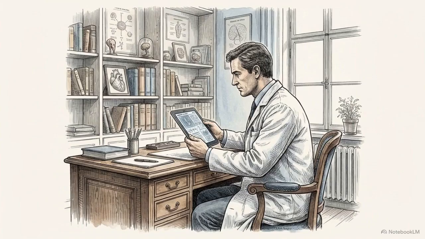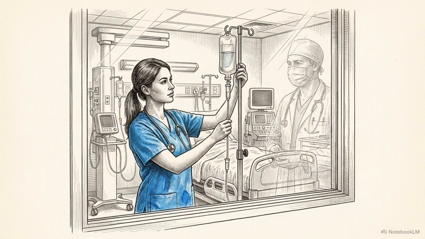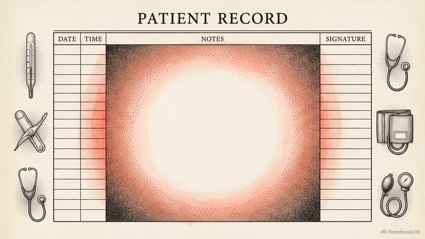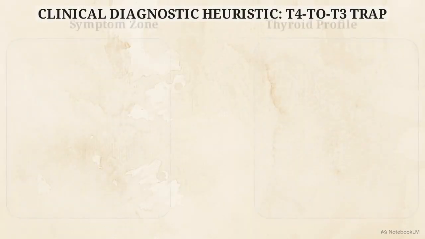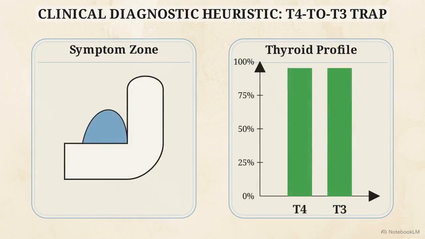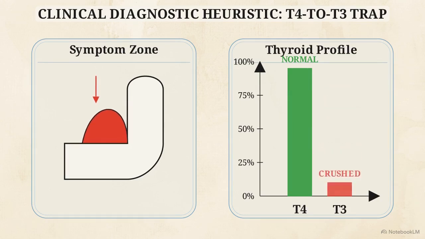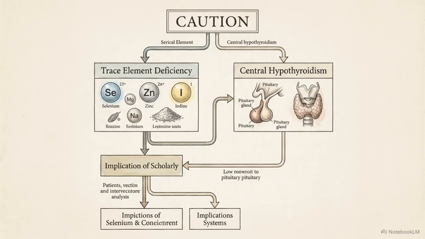Armed with accurate data, the consultant pathologist can issue precise directives back to the clinical wards to optimize patient care. This brings us back to the clinical blind spot we started with. Patients undergoing prolonged intravenous nutrition are highly susceptible to the T4 to T3 trap. When a physician observes unexplainable muscle weakness alongside a normal T4 and a crushed T3, they must rule out a trace element deficiency before chasing a diagnosis of central hypothyroidism.